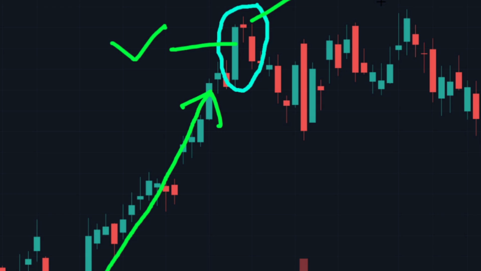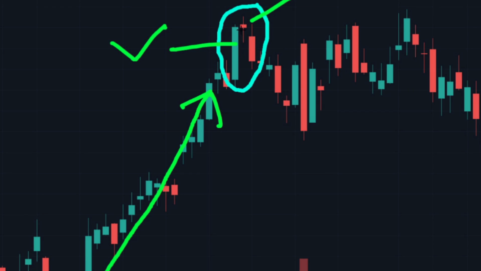And a general thing about patterns is that it's never black and white. It doesn't make a huge change if it barely touches or if it is just above. The psychology behind the pattern is still the same thing. So you don't have to be very, very strict here. So we can say that the second candle is in check.